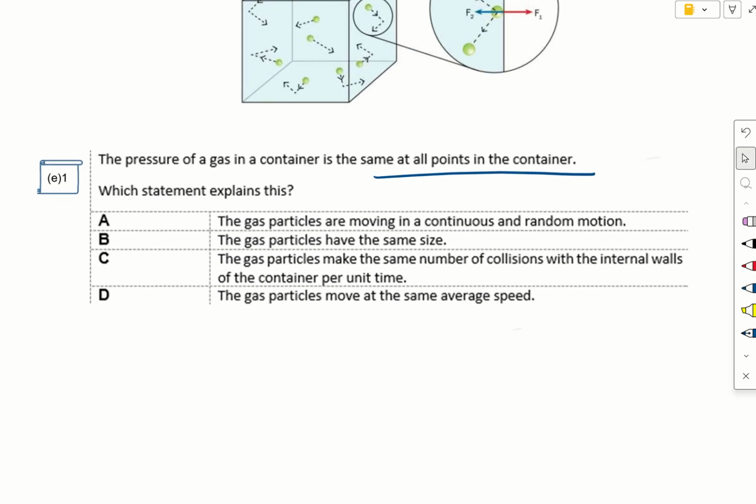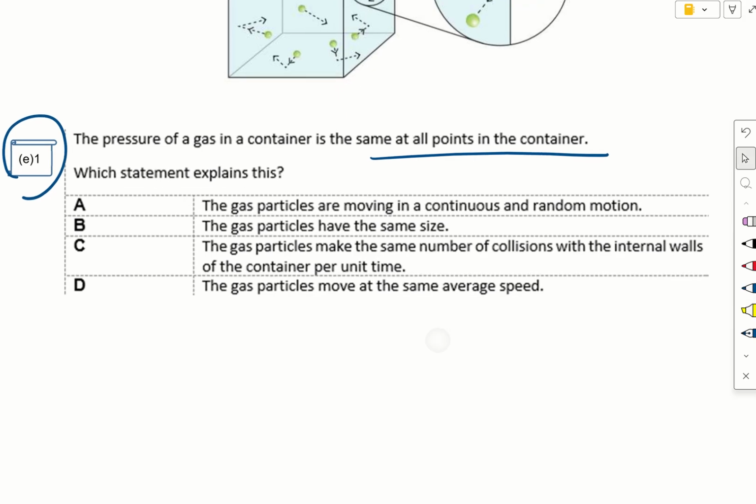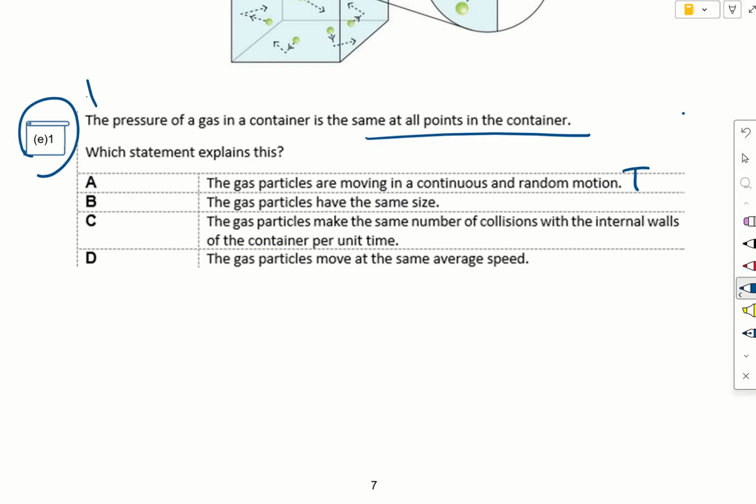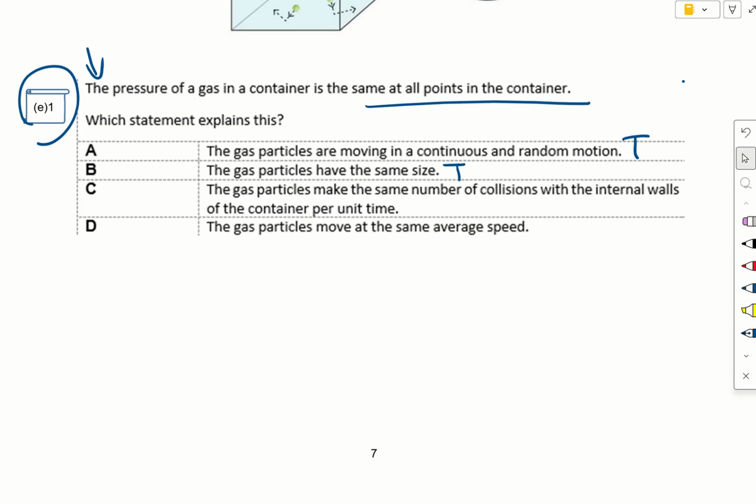Which statement explains this? So this is our E1. Is it because the gas particles are moving in continuous and random motion? This is a true statement, but it doesn't explain what this sentence means. The gas particles have the same size. That is true. The gas particles make the same number of collisions with the internal walls of the container per unit time. I think the answer is actually D. So this is true as well. They make the same number of collisions with the internal walls of the container per unit time.